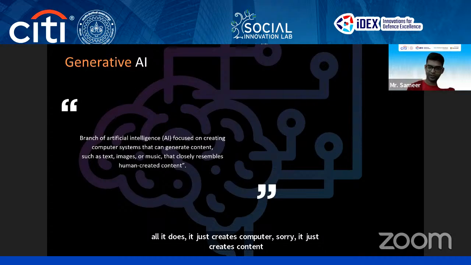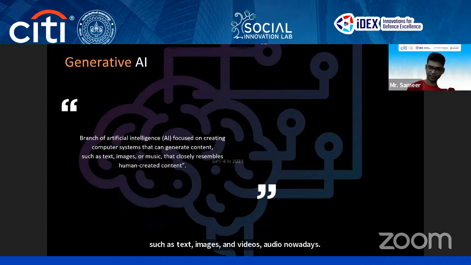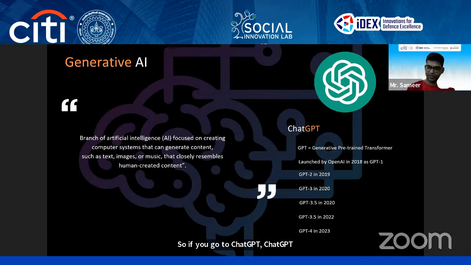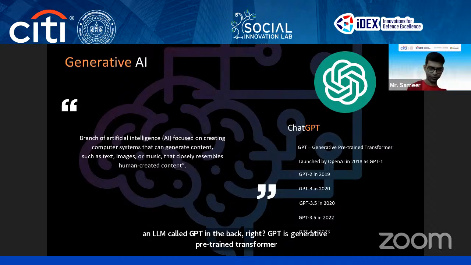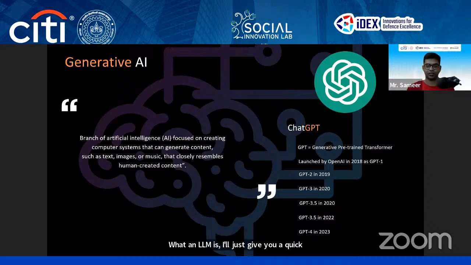So if you go to ChatGPT, ChatGPT works under an LLM called GPT in the back, right? GPT is Generative Pre-trained Transformer. What an LLM is, I'll just give you a quick overview. An LLM is basically lots and lots of data that is fed in the form of parameters, right?